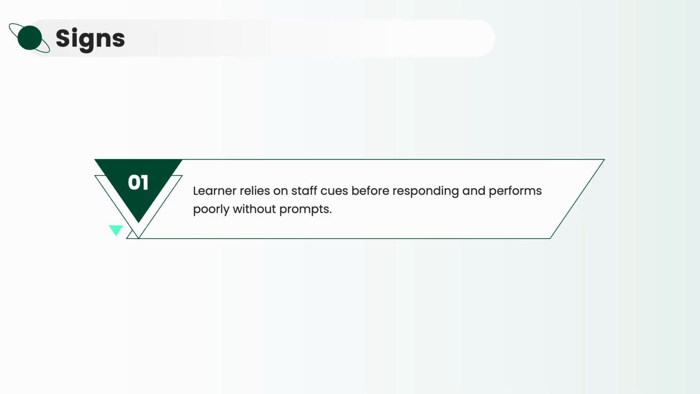Here's some examples. Let's say you're running a DTT trial. You say, touch nose, the learner pauses, looks at you, and doesn't respond. Then you model it, and suddenly they do it perfectly. That tells us the instruction is not controlling the behavior, the prompt is.